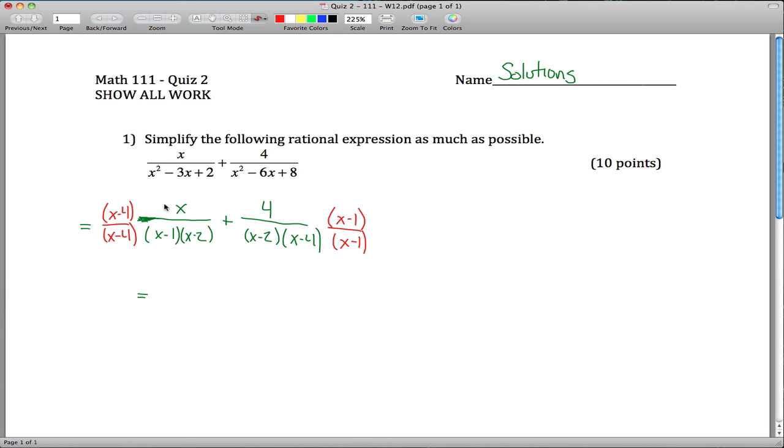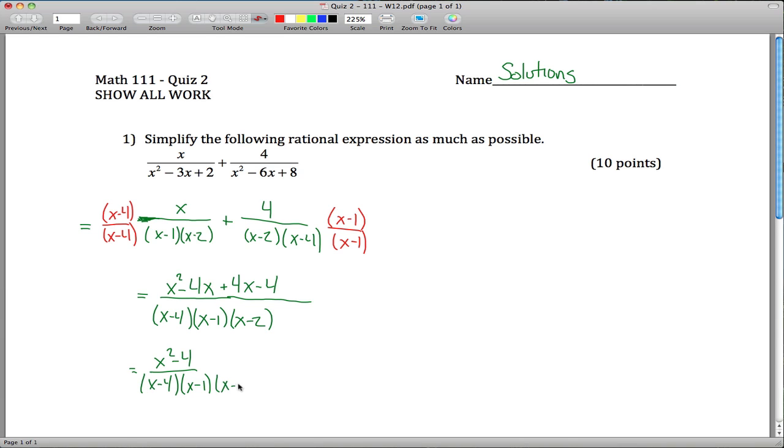So maybe I'll distribute the top out. x times x minus 4 is x squared minus 4x. And then the denominator is x minus 4, x minus 1, x minus 2. Over here we have 4 times x plus 1, so that's 4x minus 4. And the same denominator, so we only have to write the denominator once, merge the terms up top, and we get to here. Then up top we can combine like terms, negative 4x and plus 4x just cancel out. So we got x squared minus 4 divided by x minus 4, x minus 1, and x minus 2.